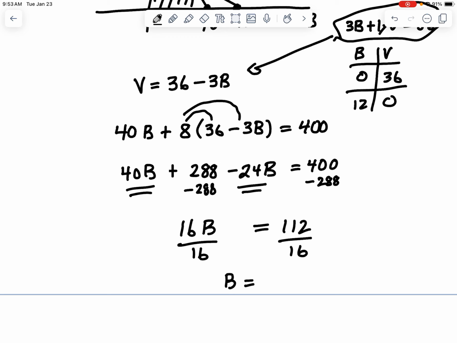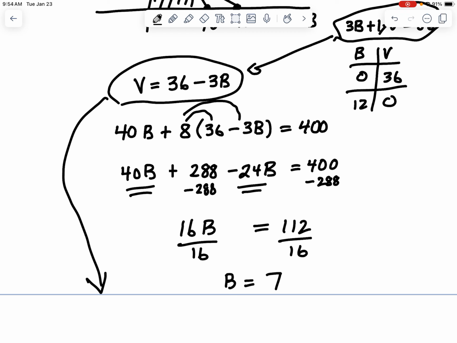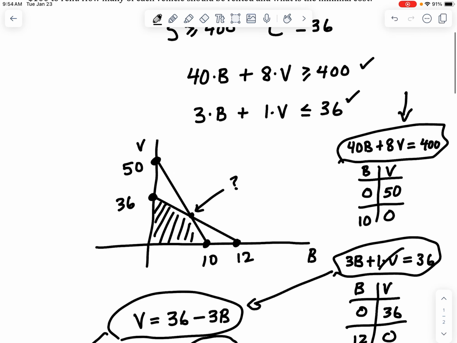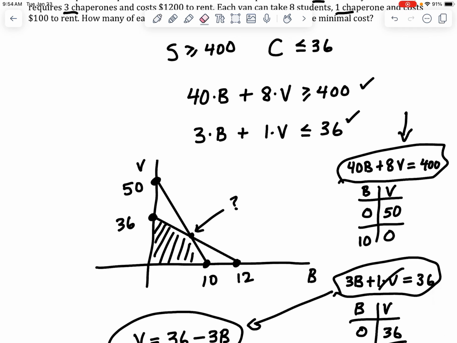So rather than switching the screen to a calculator, I'll just do that on my calculator on the side. 112 divided by 16 is 7. So it's 7 buses. And then substitute that back into that equation to find out that v will equal 36 minus 3 times 7. So 36 minus 21, and that equals 15. Okay, so now I'm done with my picture. This point right here where I have the question mark, that is actually 7, 15.